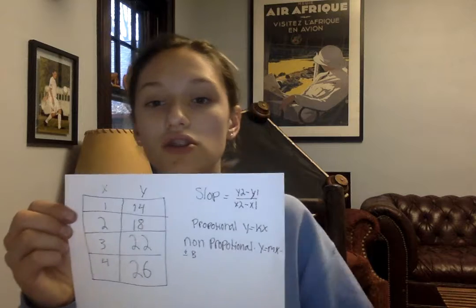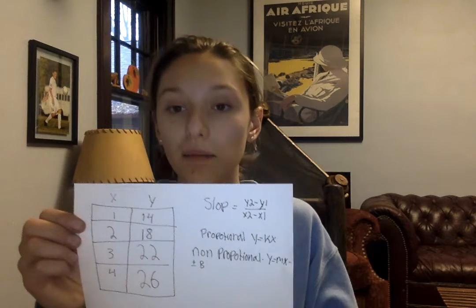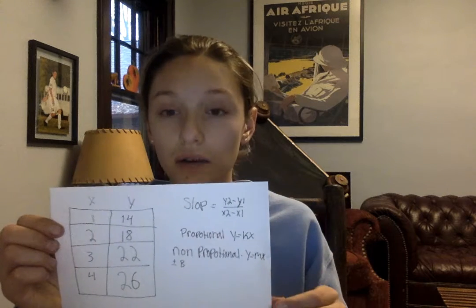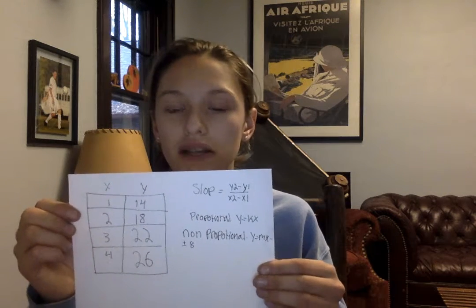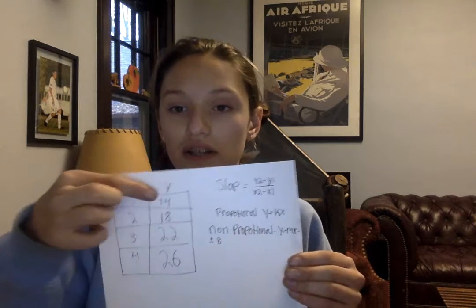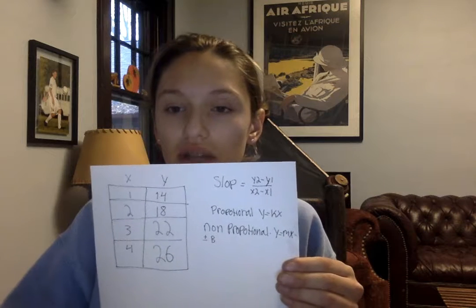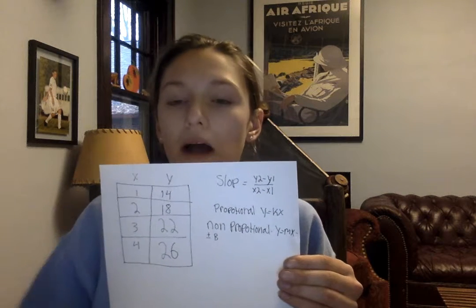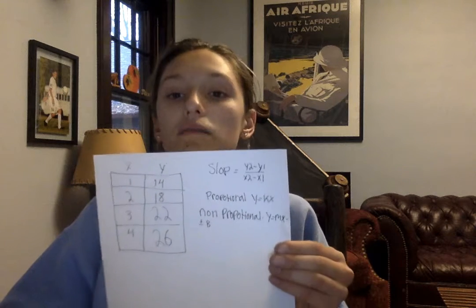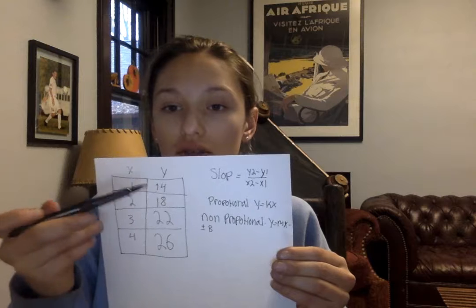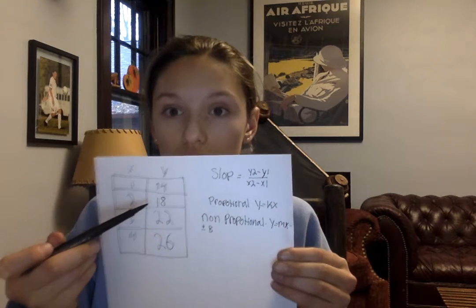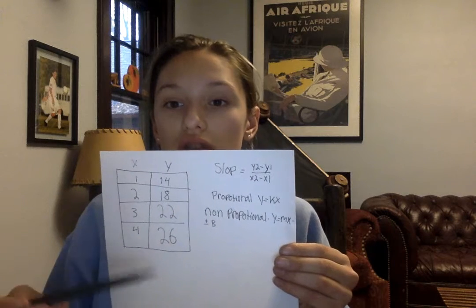So to find the slope, proportional or non-proportional, you do the equation y2 minus y1 over x2 minus x1. So we got our x and our y side. We're going to choose any 2 points. However, y2 must be bigger than y1. What I mean by that is you can't choose 14 as y2 and then choose 18 as y1. So you're going to choose any 2 points on here.